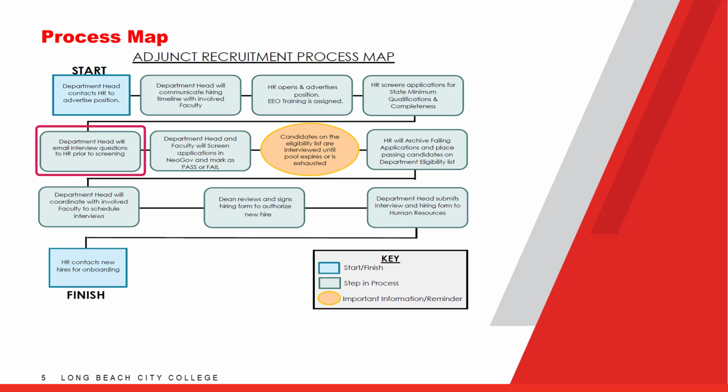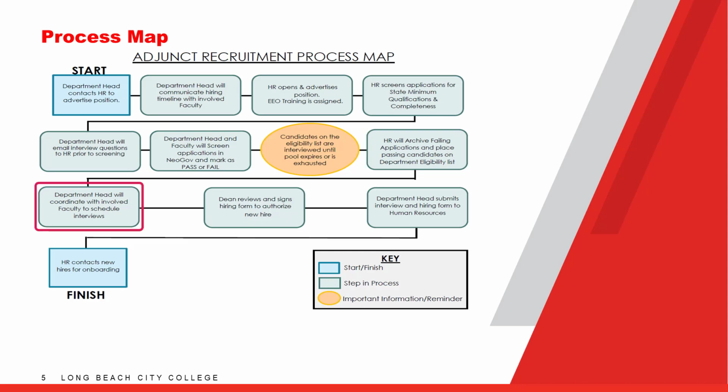Moving on to the next row in the process map, the department head will work on interview questions and email them to HR for approval prior to screening of the applications. Next, the department head and supporting faculty will screen applications in NeoGov and rate them by either marking them as pass, fail, or by leaving comments. An important reminder that I'd like to note is that eligible candidates in the pool are interviewed until either the pool expires or is exhausted. HR will archive failing applications or applications that are 2 years and older.